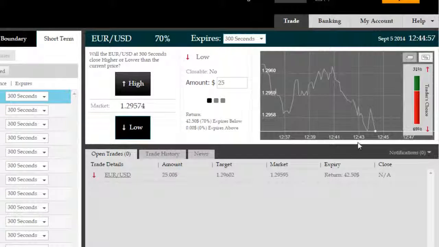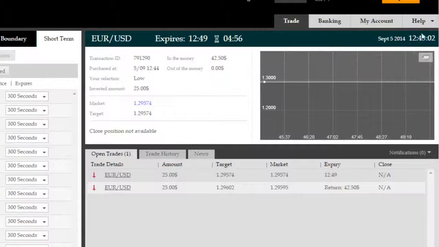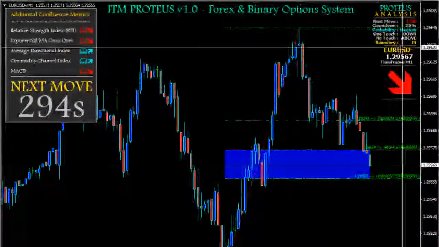We will now execute this $25 trade to the short side here again on the Euro USD. And once we're into the trade, which we are now, we will come back to you just a few seconds before expiry to see how it panned out.